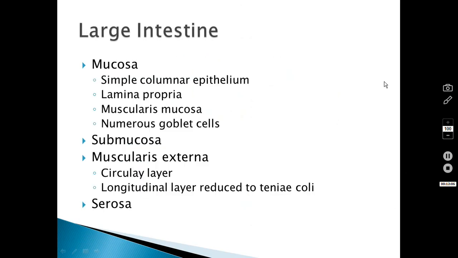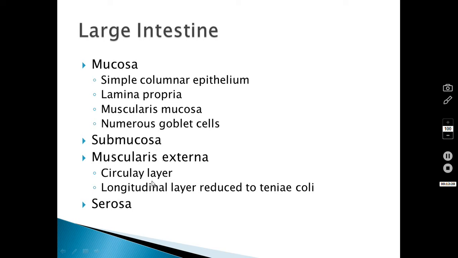Looking at the large intestine, again, we've got our four tunics. We've got the mucosa with simple columnar epithelium, lamina propria, a little bit of muscularis mucosa. Got lots of goblet cells at this point. Then the submucosa of connective tissue, and then the muscularis externa.